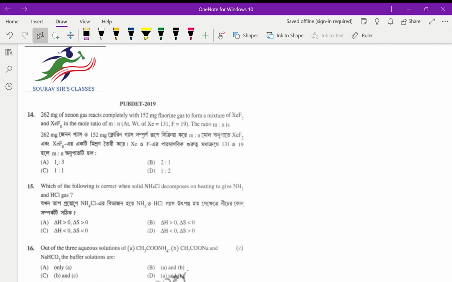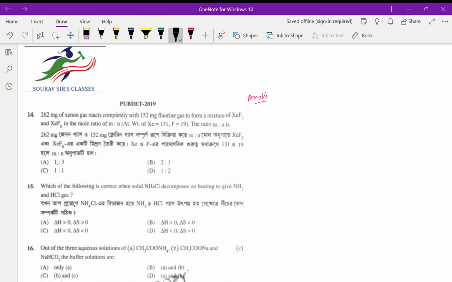So we are going to deal with question number 14 over here. The question is: 262 milligrams of xenon gas reacts completely with 152 milligrams of fluorine gas to form a mixture of XeF2 and XeF6 in the mole ratio of M to N. Atomic weights of xenon is 131 and fluorine is 19. The ratio of M to N is what we have to find out.